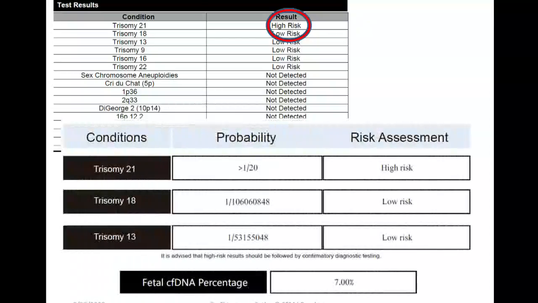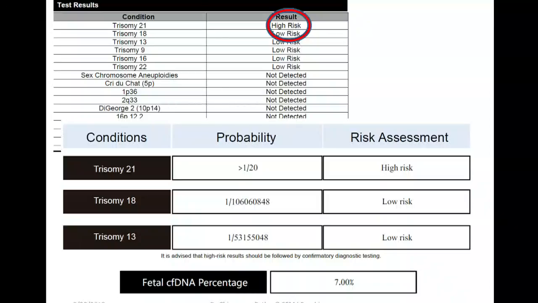Now, this is a very sensitive test. It is done on fetal DNA and the result says high risk with a probability of more than 1 in 20. Should we just go ahead and terminate the pregnancy because she doesn't want a trisomy 21 pregnancy? Would that be the right thing to do?